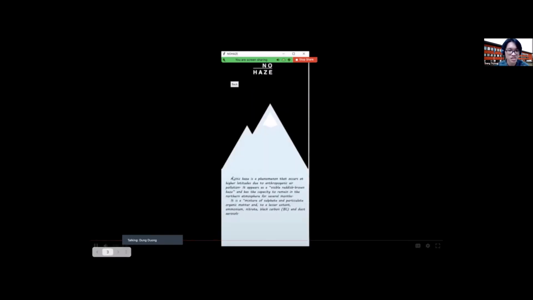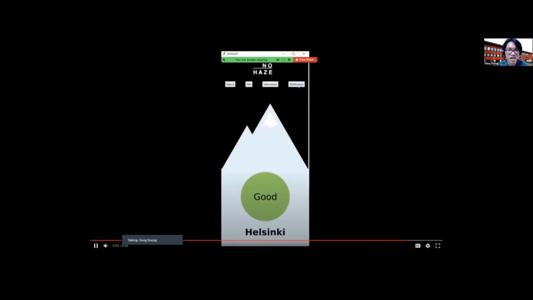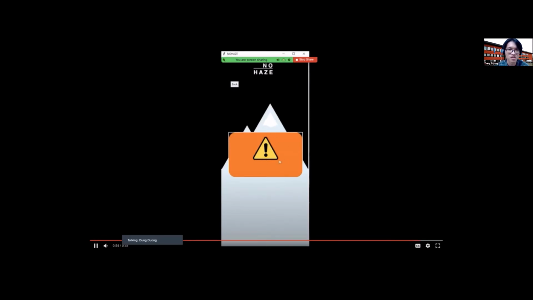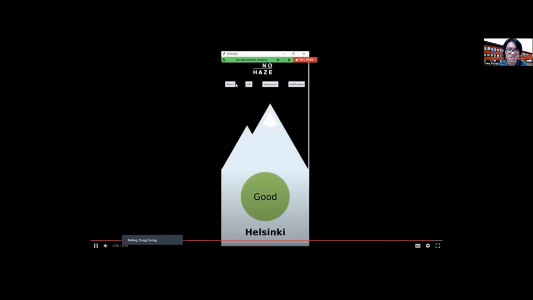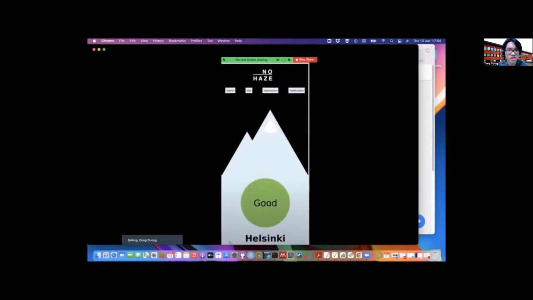And here you have the info page, so you can learn more about the Arctic haze and also how to help. And we also have submission features, so the user can submit their own observations, so we can confirm our data. And lastly, we have the notification to warn the user if they are in a danger zone. So that is the app. If you can move to the next slide.